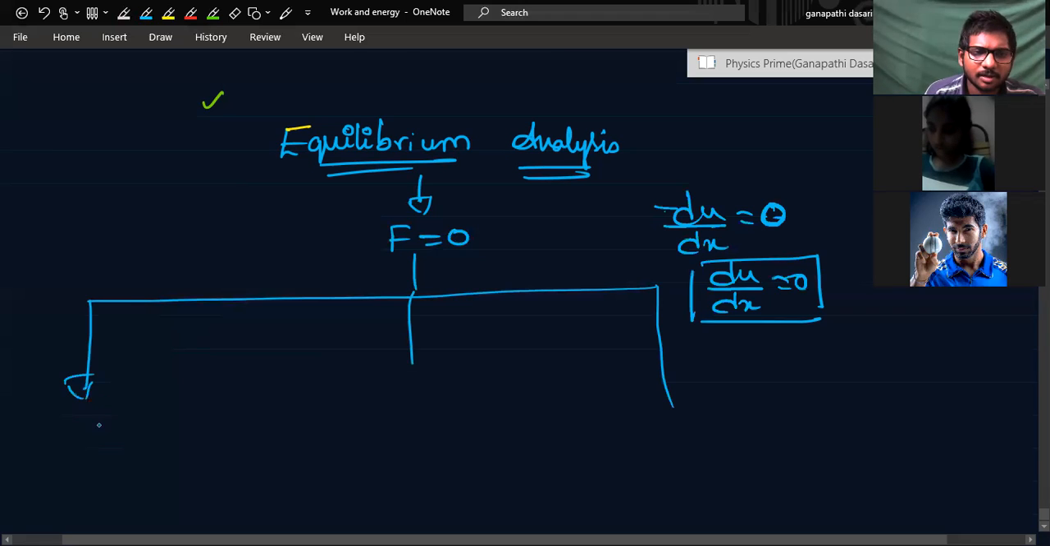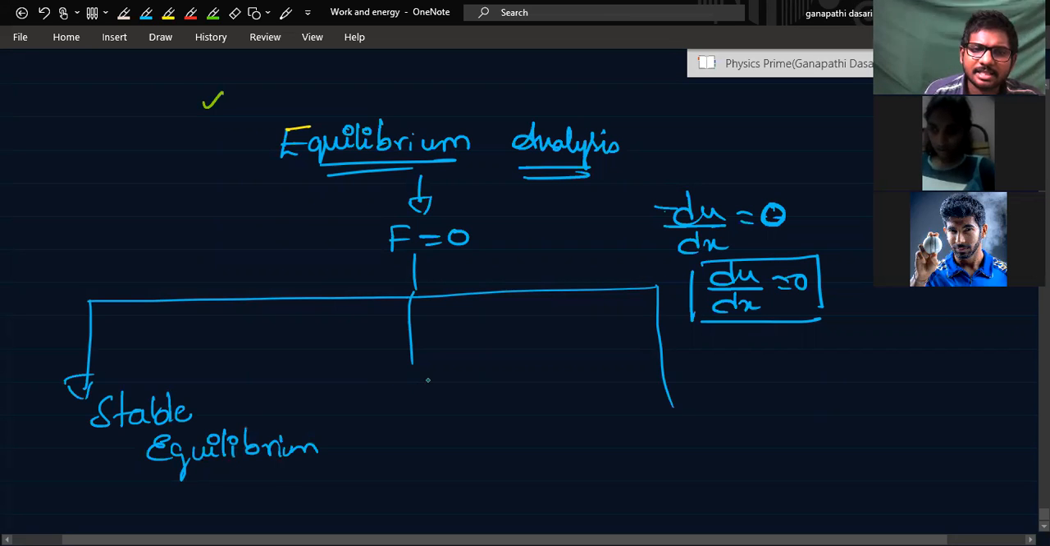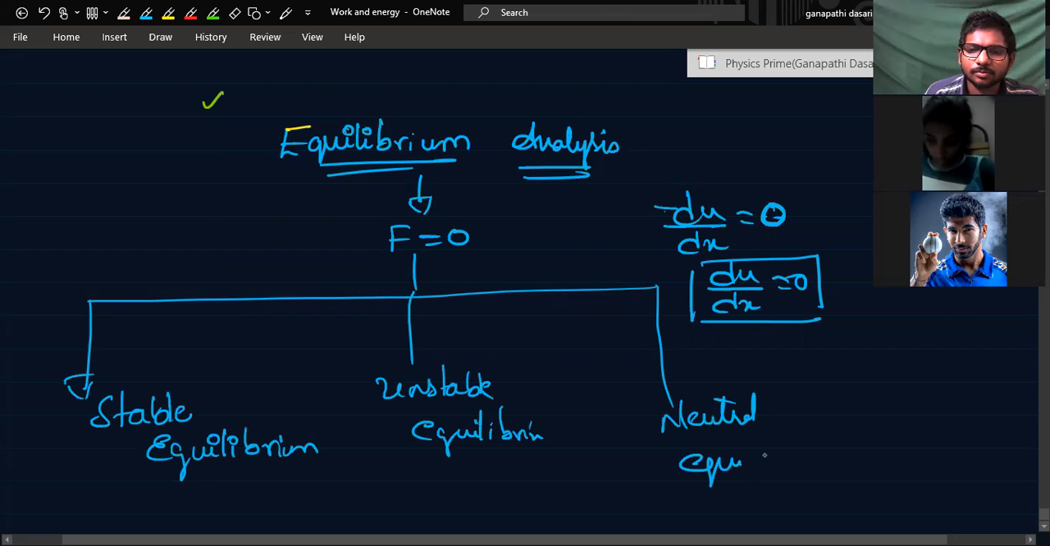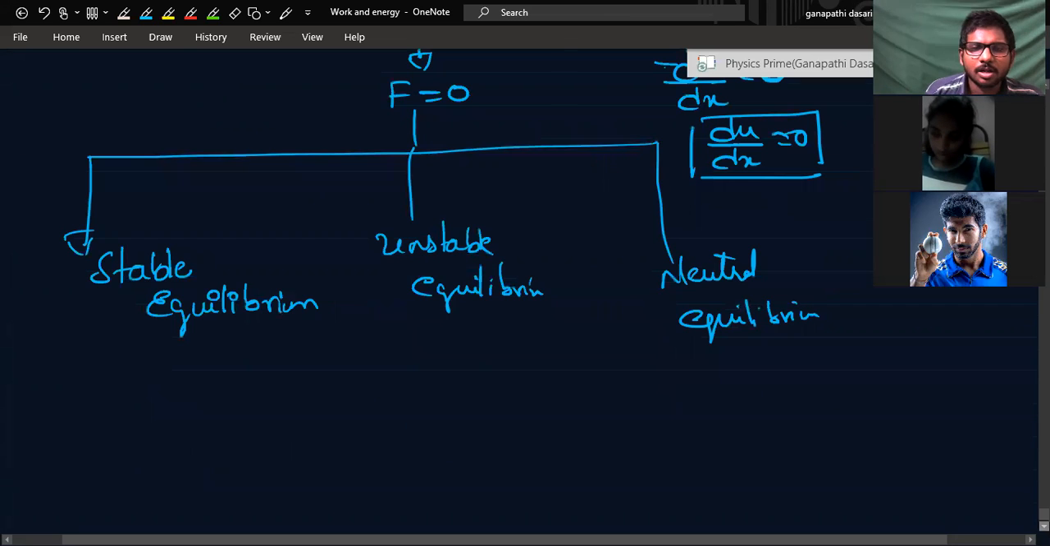There are three kinds of equilibrium in this force-equal-to-zero situation. Do you remember? One is stable equilibrium, force zero, another is unstable equilibrium, and another is neutral equilibrium. Here also force is zero, here also, here also. But what is the difference between them? In all three cases, dU by dx is zero only.